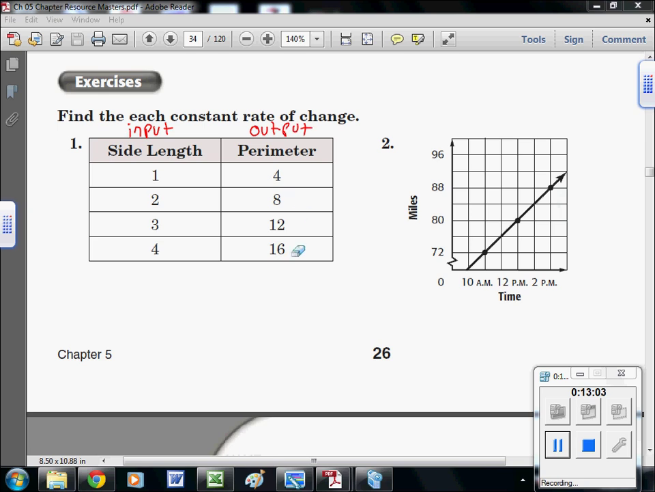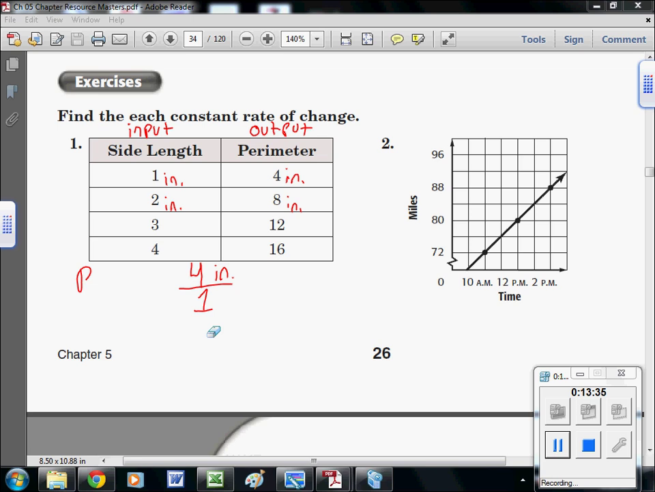Okay, so, and this one goes up by 4. So when side length goes up by 1, this one goes up by 4. So that tells us for every time the perimeter goes up by 4, the length goes up by 1. So our constant rate of change is going to be 4 over 1. So if they're not giving us units of measure, just pretend they're giving us units of measure, let's say those are inches. We could say the perimeter is 4 inches.